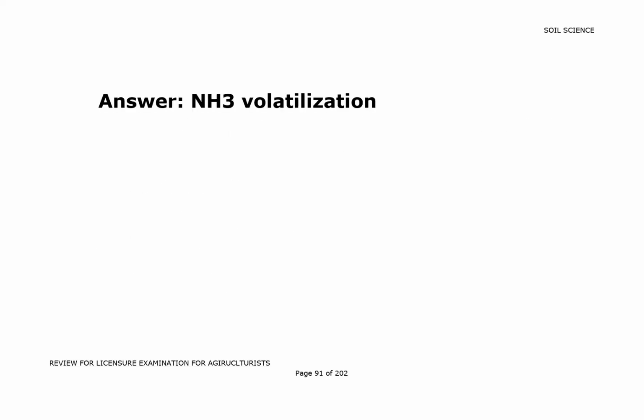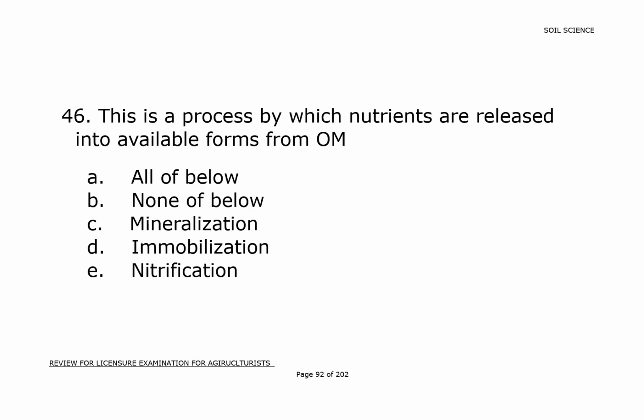The answer is NH3 volatilization. Number 46. This is a process by which nutrients are released into available forms from OM. A. All of below. B. None of below. C. Mineralization. D. Immobilization. Or E. Nitrification.